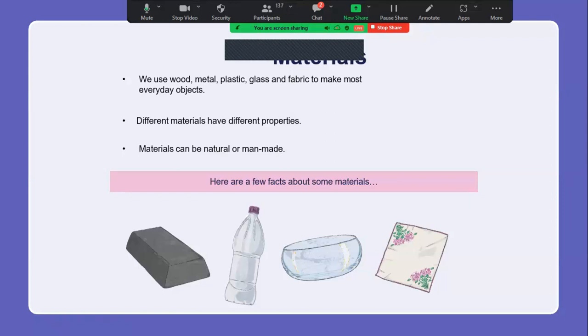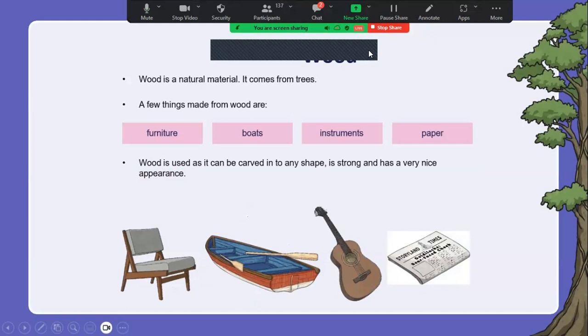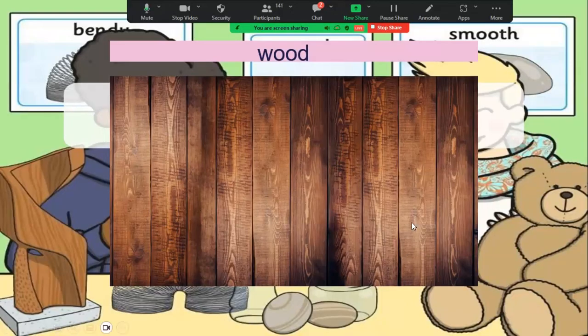So let us walk through the next few slides. Some fun facts about some materials. The first common material that we know of is wood. Wood is a natural material. It came from trees. We use wood to make furniture, boats, instruments, and paper. So we use wood because it can be crafted into any shape and it's strong and it has a very nice appearance. So we have chairs, boat, guitar, and paper. They are all made from wood. This is one of the examples of wood.